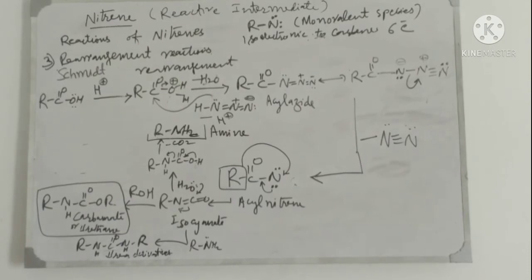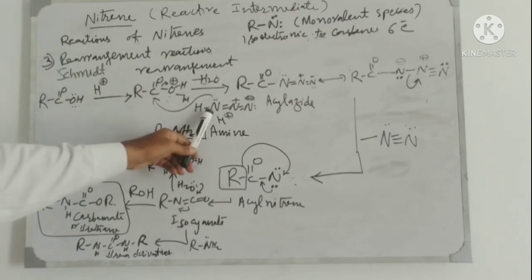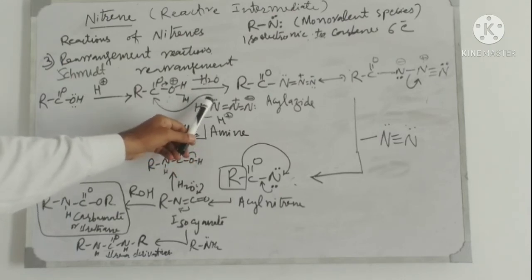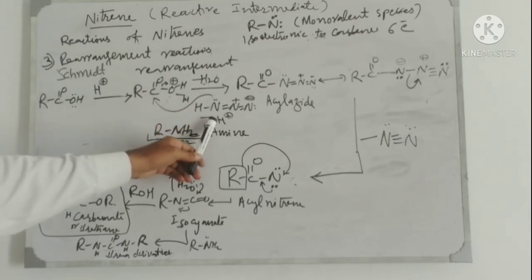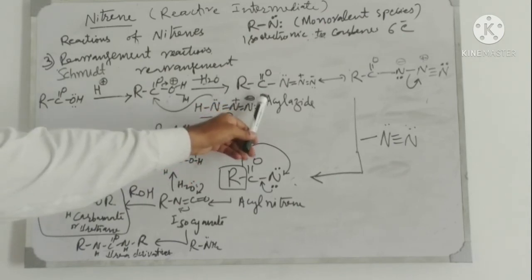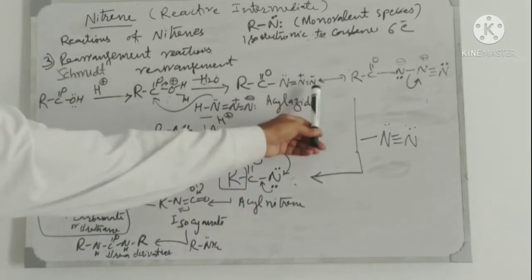So this is the last and final rearrangement, which is called the Schmidt rearrangement. In this Schmidt rearrangement, we again start from the carboxylic acid. In the presence of mineral acid, the carboxylic acid is protonated, and this is the protonated form of the carboxylic acid. Then it reacts with hydrazoic acid. The lone pair of nitrogen in hydrazoic acid attacks this carbon, water is eliminated, and the proton on the hydrazoic acid is also eliminated to yield this acyl azide. Then this is the resonance form of the acyl azide.